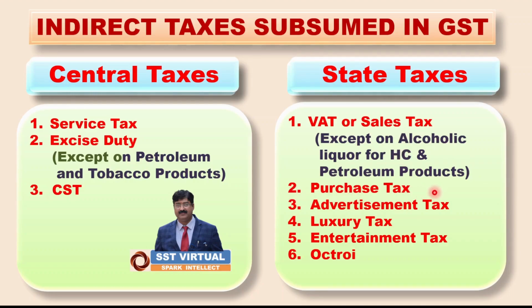Second is purchase tax. Next is advertisement tax, then luxury tax, which was levied on high-end luxuries like five-star hotels. Then entertainment tax in case of movie tickets, when you used to go to watch a movie before GST. Then octroi: if the goods pass through one state, then the state used to levy octroi. These all taxes have been subsumed in the GST.